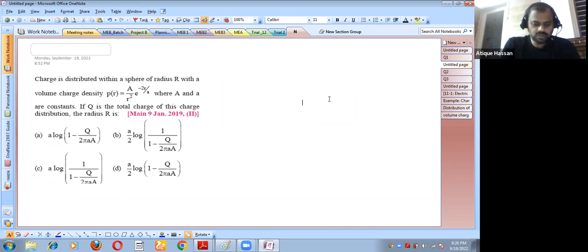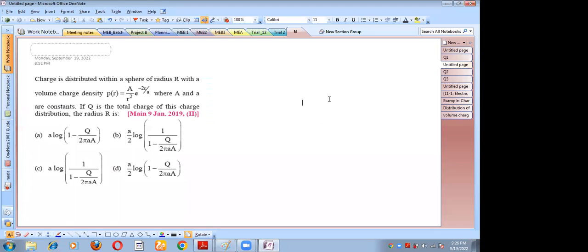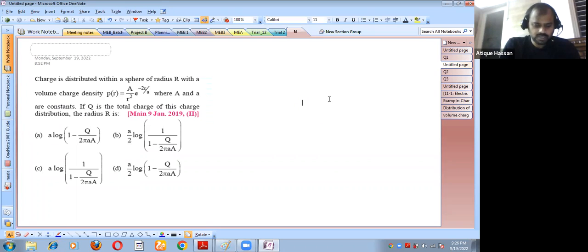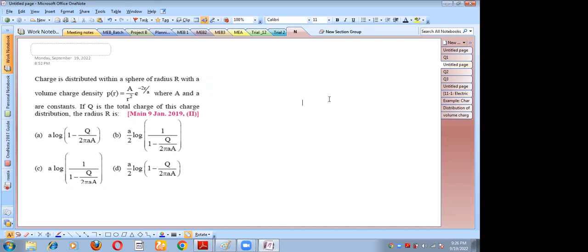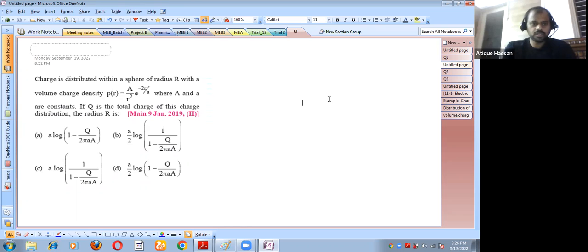So the main thing is how we will find delta V. Delta V is an unknown quantity, right? Yes, sir. So how to find delta V? You are going in the good direction. That is good. But after that, the main question is how to find delta V.